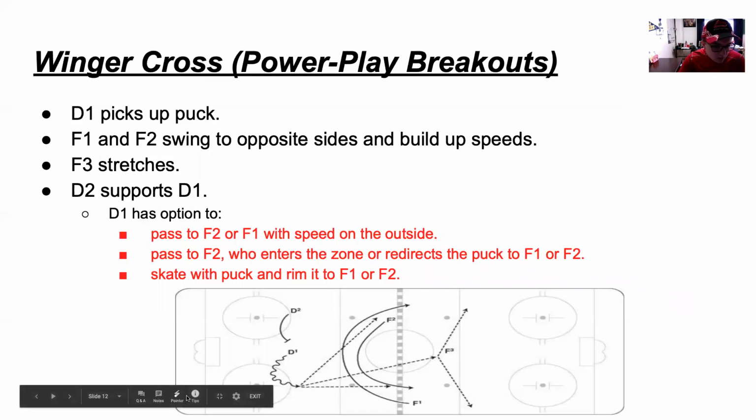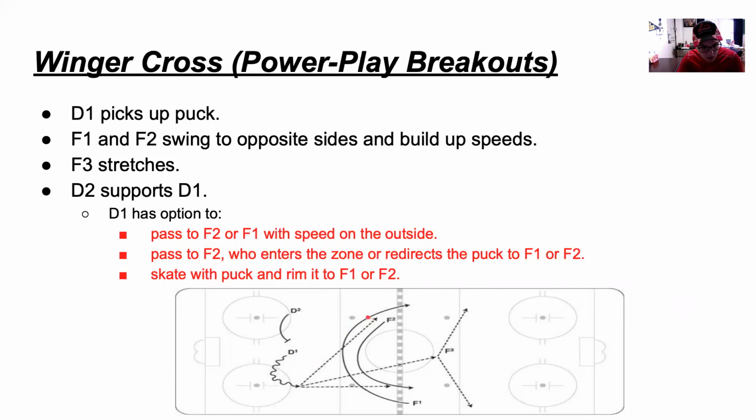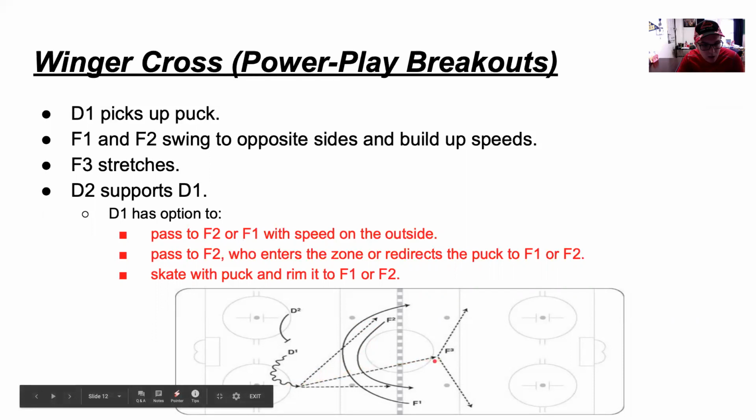Okay? So as we take a look here, D1 picks up the puck, going to either make a pass to F1, who's coming in with a lot of speed. Okay. Or can pass it to F3, who has a bunch of opening here. Okay. And F3 can make that pass to F1, who's coming in after, or F2 that's coming in. Or D1 could just pass to D2 or F2 and just go in the zone. Okay. So we have a bunch of options there.